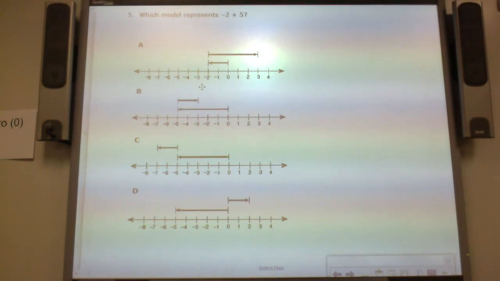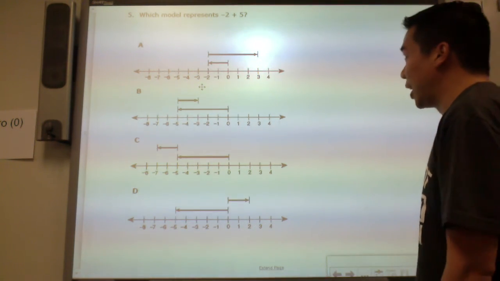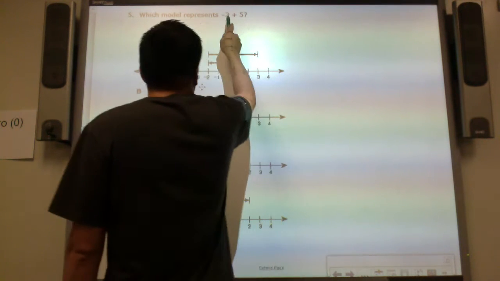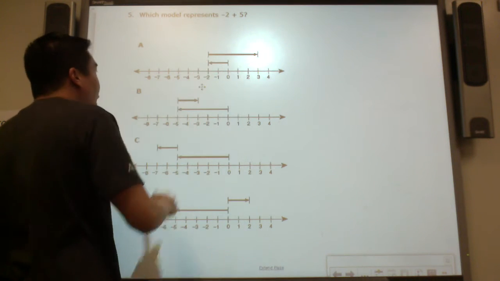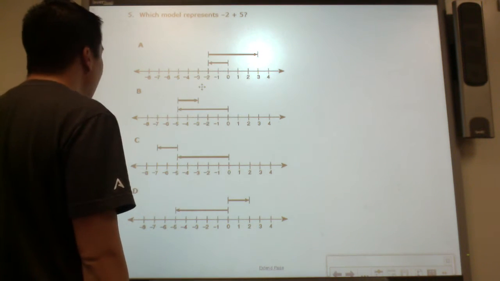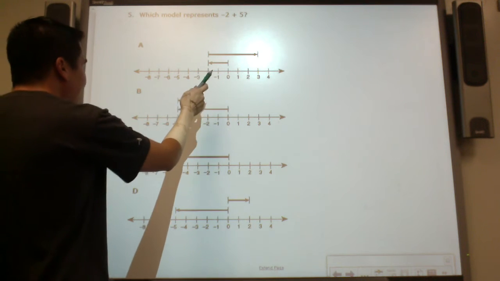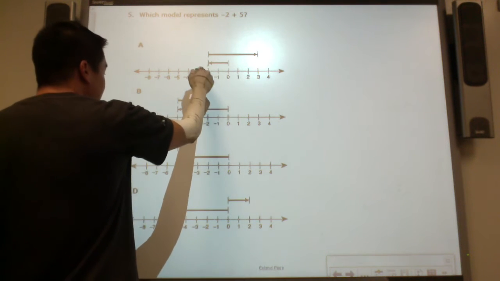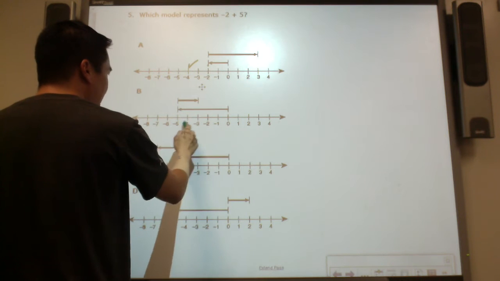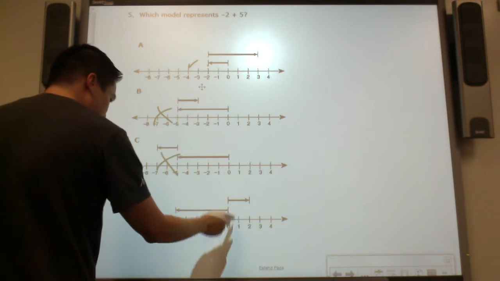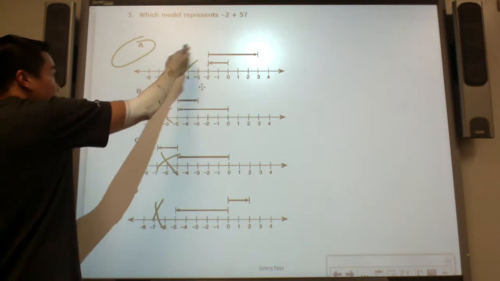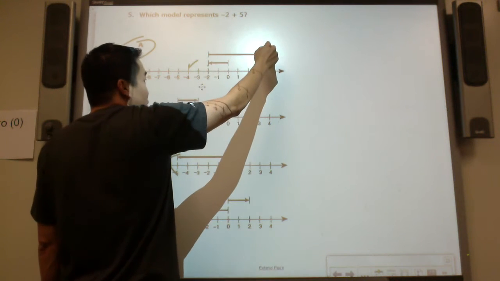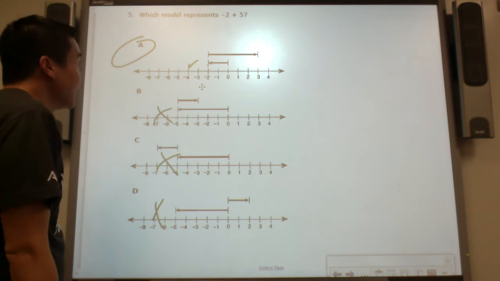Number 5, which model represents negative 2 plus 5? That means starting at 0, you go 2 units to the left. You go back 2 units. I like that one. Go to 0, back. No, no, no. A is the answer. Then plus 5, you go 5 units forward or to the right. Equals 3.